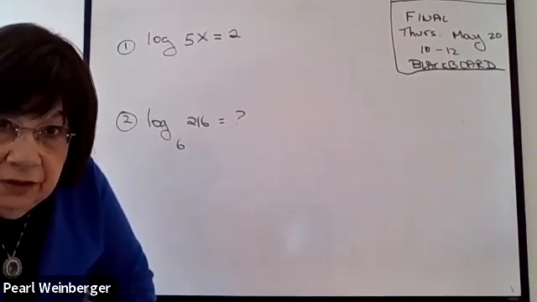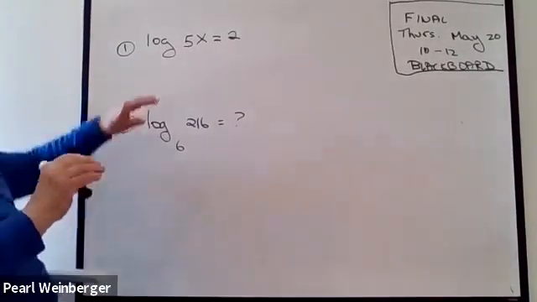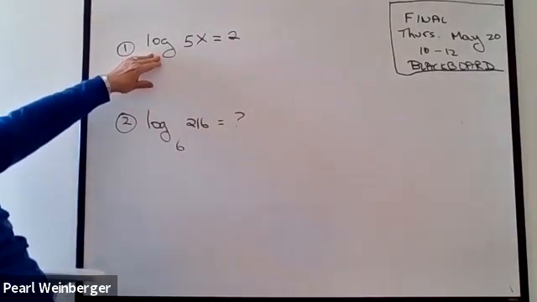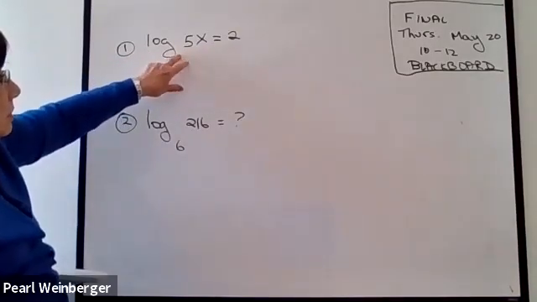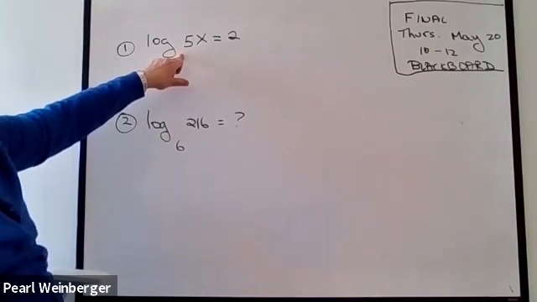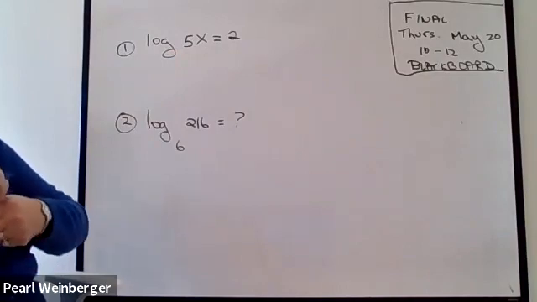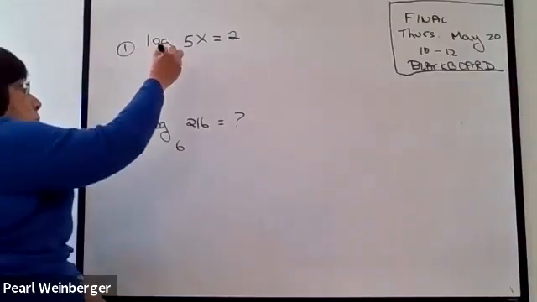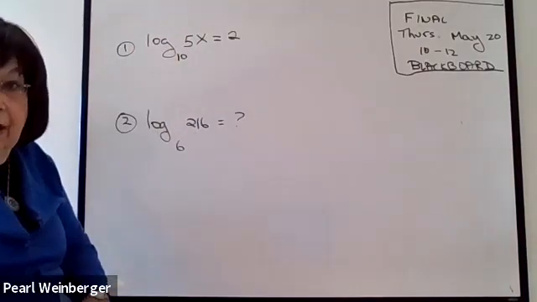Okay, I see we have answers. So let's see if we could go over these two questions. First of all, number 1 says the log of 5x equals 2. And we always expect to see a subscript here, a number here, and we don't. That means our base is understood to be 10. So this is as if there's a 10 here, even though we don't see it. It's called a common log.